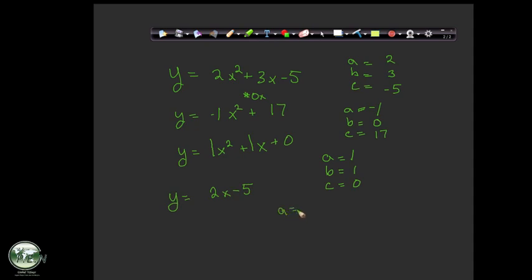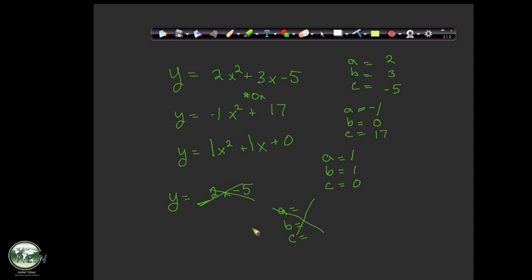So let's talk about A, B, and C. A. Well, this one is not quadratic, because A would be 0, right? And if A is 0, we don't have a quadratic, so we're throwing it away. That's a linear. So this was a tricky one. Yeah, there is no x squared, so this is not quadratic. It doesn't belong in this chapter.